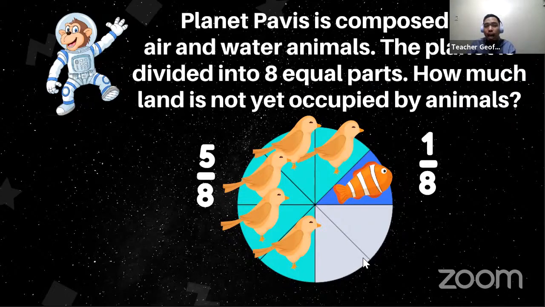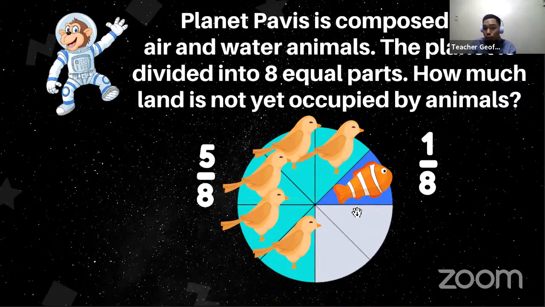Don't worry, kids. If it will be difficult for you, then I will be the one to discuss it. Remember, kids, that the whole planet is divided into 8 equal parts. And we want to know how much land is not yet occupied by animals. The land not yet occupied by animals is represented by the gray area.